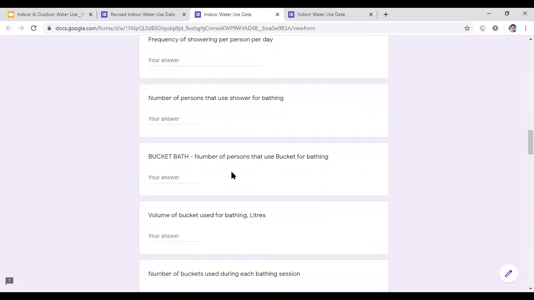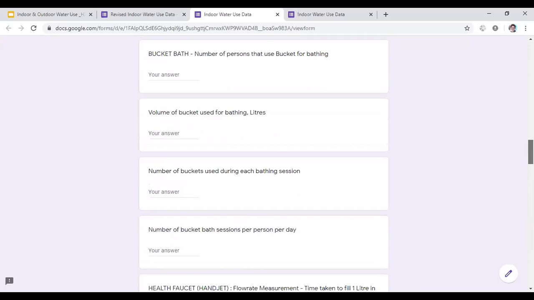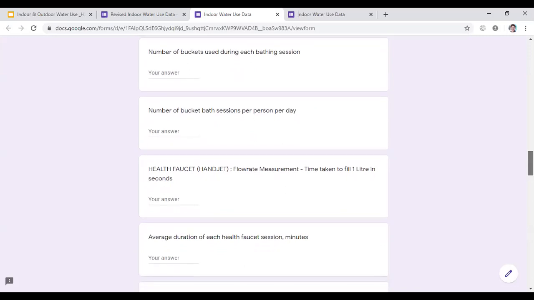Then the next is about bucket bath. So you ask them how many people are taking bucket bath. And if nobody is taking, then you can just write 0 for all the other questions related to bucket bath. But otherwise, you write down whatever number of people are using, then ask them which bucket they use. You look at that bucket, write down the volume of that bucket, the number of buckets they use for each session, and how many times they take a bath in a day. So that takes care of the bathroom area.